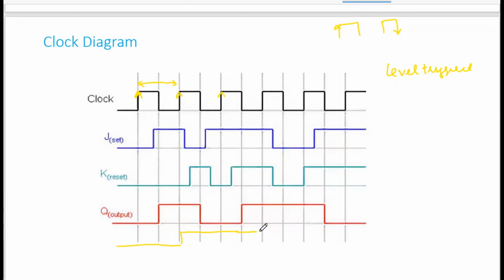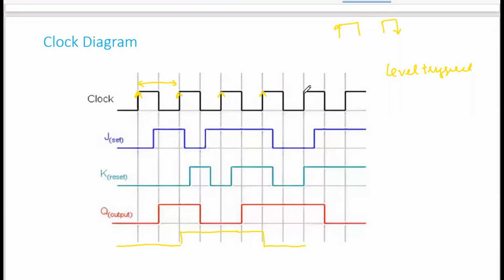So your output will be like this. Again, this is positive edge triggered. Here you can see J is 1, K is 1, so output is 1. J is 1, K is 1, so previous output is 1. Positive edge is there. So at the moment when J is equal to 1, K is equal to 1, your system toggles. So output becomes 0.